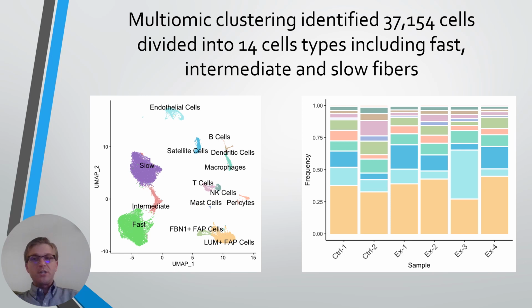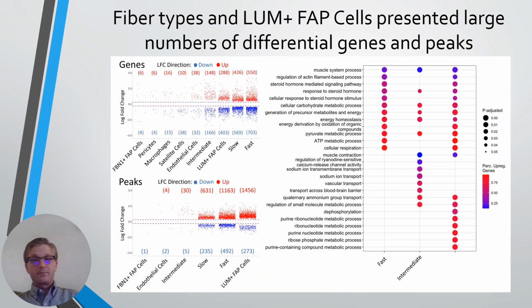Clustering based upon both gene expression and chromatin accessibility, we identified 14 cell types, all of which were present in each sample, including fast, slow, and intermediate fiber types, as well as 2 subpopulations of FAP cells. Cell type composition varied among each sample, with slow and fast fibers the most common, and LUM-positive FAP cells the most common mononuclear cell type.